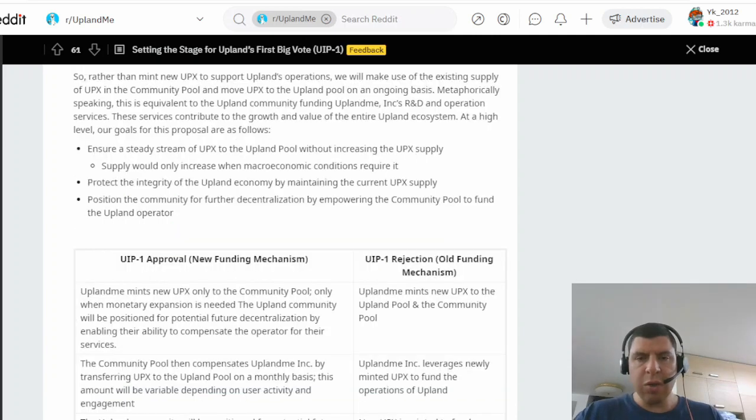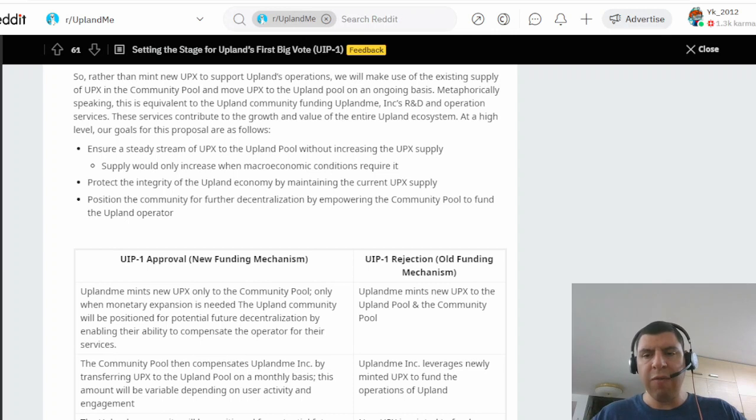So just to familiarize everyone on a very high level about this proposal, its goals are threefold. Number one, to ensure a steady stream of UPEX to the Upland pool without increasing the UPEX supply, where supply would only increase when macroeconomic conditions require it. Number two, protect the integrity of the Upland economy by maintaining the current UPEX supply. And lastly, position the community for further decentralization by empowering the community pool to fund the Upland operator. And that's the point that I'm going to highlight in this video.